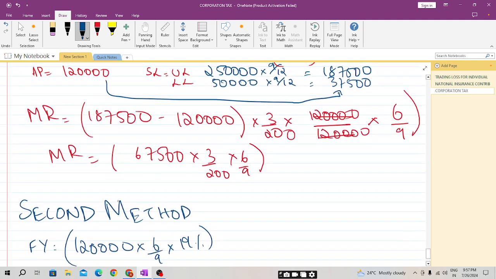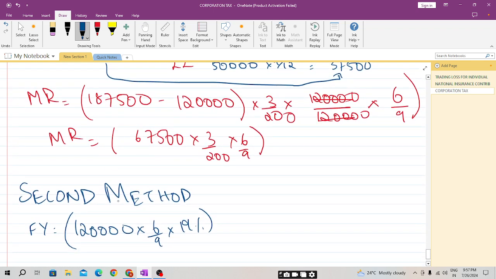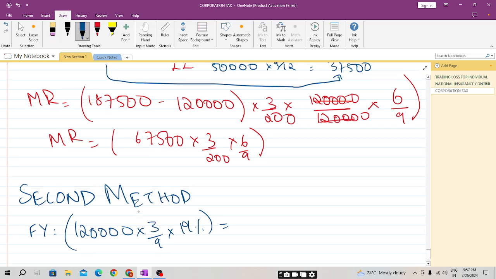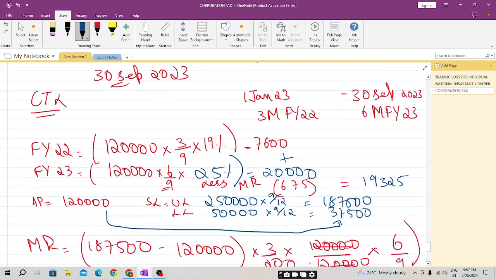It will be the same case, students. The amount will be 7,600. No, sorry, it is 3. It will be 3. So here it will be 7,600.